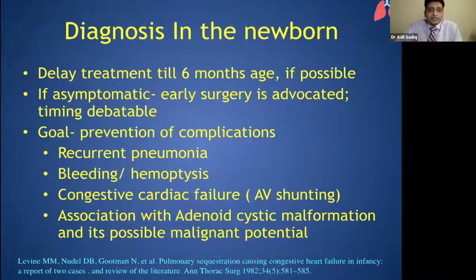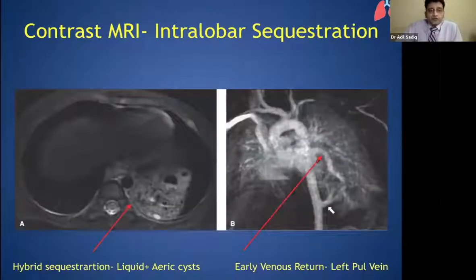So this particular MRI shows the presence of cysts in the left lower lobe, and when a gadolinium contrast MRI is performed, we see an early venous return into the left pulmonary vein, indicating a high cardiac output state because of an AV malformation that's formed because of the blood supply there.